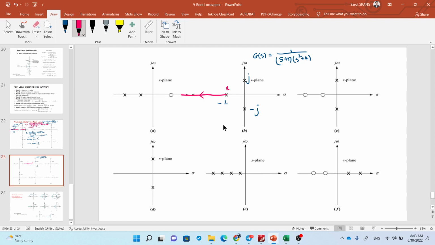Next, what rule should be applied? Well, this one, asymptote, because how many infinite zeros do we have? Third order in here and just zero order in here. So we have three, right? We have three. It means we have three asymptotes.